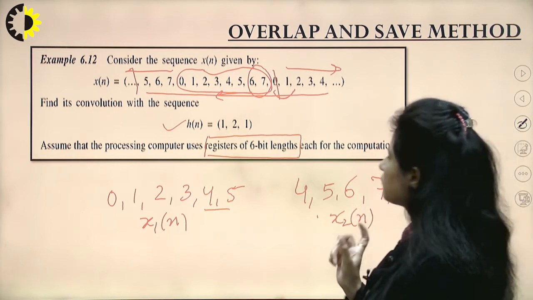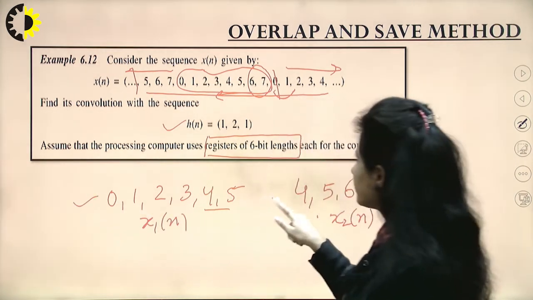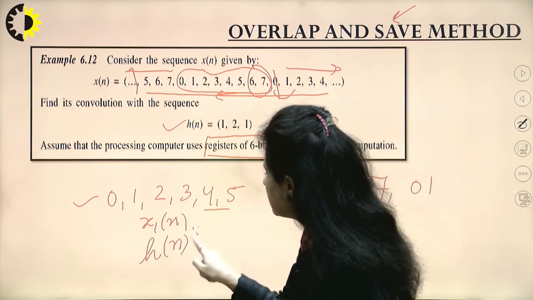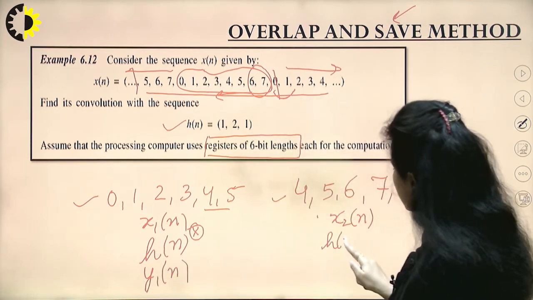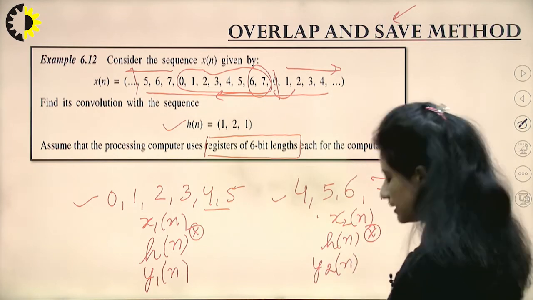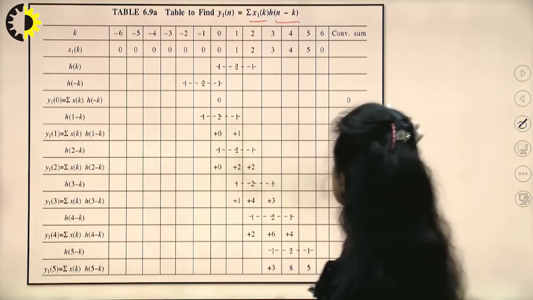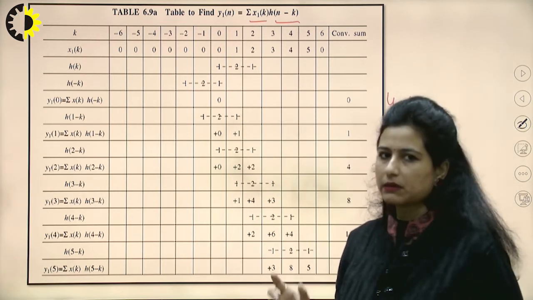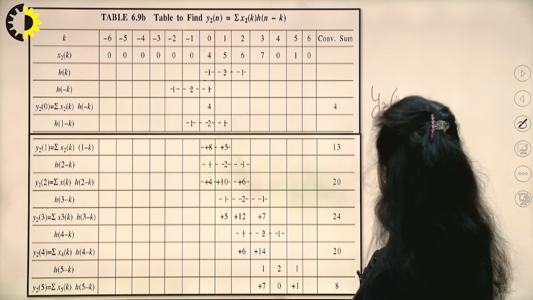The difference between the two techniques is only in how I create the blocks. Once these two blocks have been created in the overlap and save method, the convolution is performed the same way. I obtain my sequence y1n, and another sequence, y2n, and then the final result is overlap and discard. Once I have convolved x1 with hn, I obtain the first output y1n. This convolution can be taken by any method, maybe the tabular method, wherever we feel comfortable. The second sequence comes out as y2n.